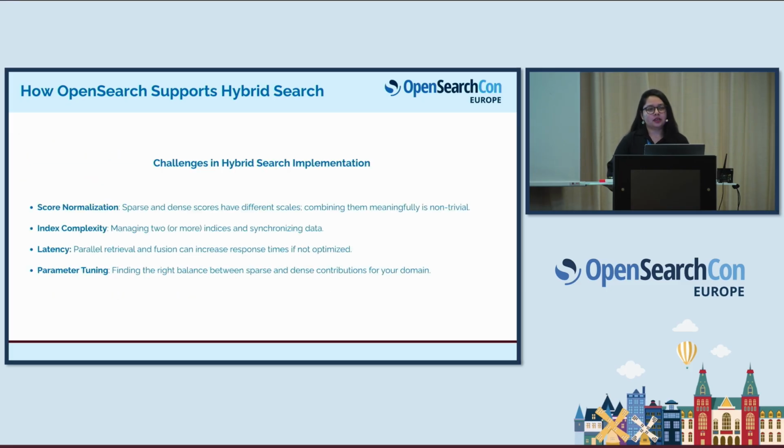Now, with this, there are still some challenges. First is score normalization. Sparse and dense scores have different scales. Combining them meaningfully is not trivial. Index complexities. Definitely, managing two or more indexes is really hard, and it's harder to synchronize the data as well. Next is latency. Parallel retrieval and fusion can increase response time if not optimized.